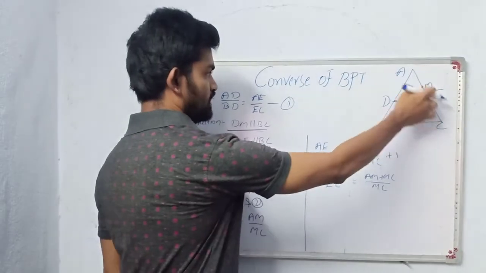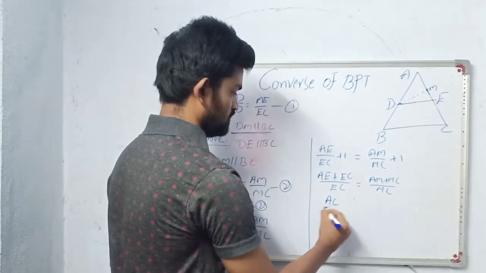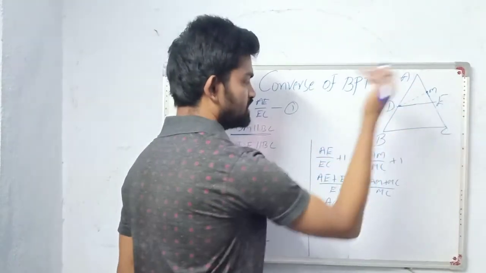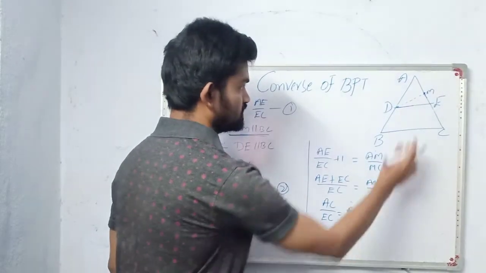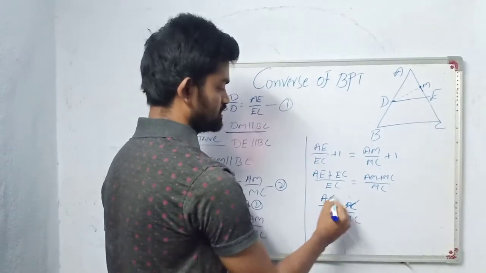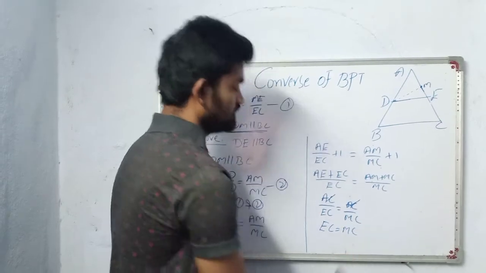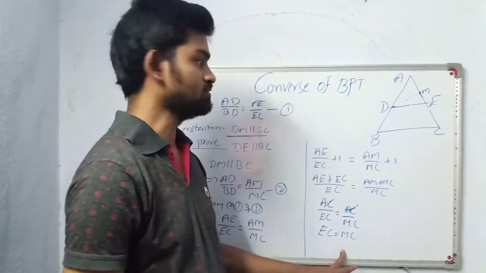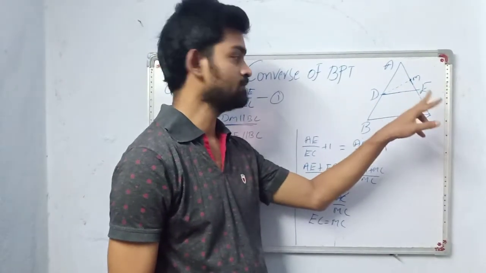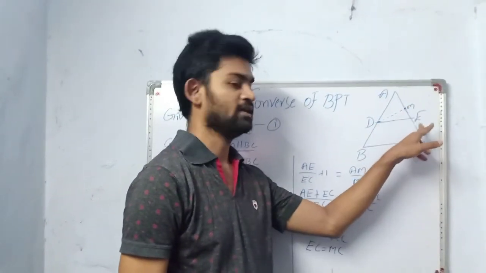See here, AE plus EC becomes what? AC. It is AC by EC. Now AM plus MC is also AC. See here, AM plus MC is AC, and AC divided by AC, these two get cancelled. Now what we got is EC equals MC. See here, we got EC equals MC. When will this happen? When M and E coincide.